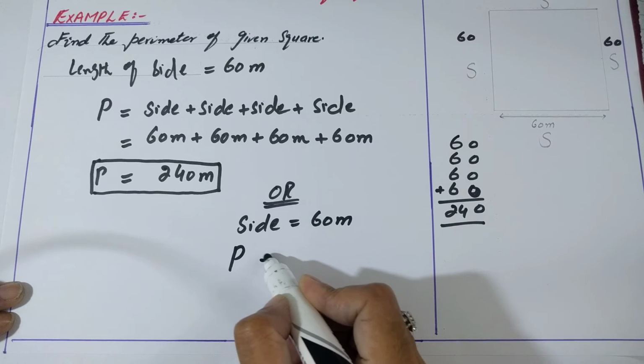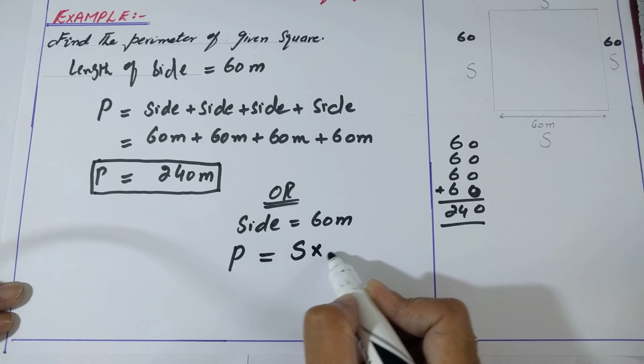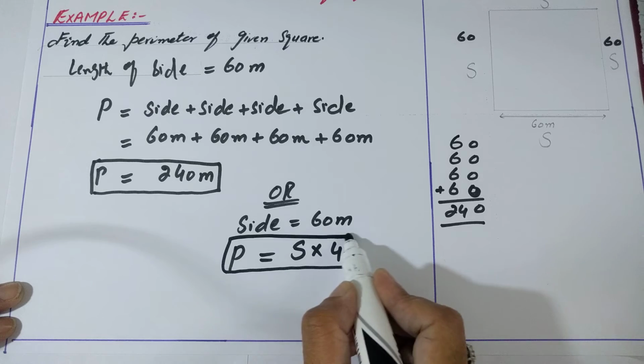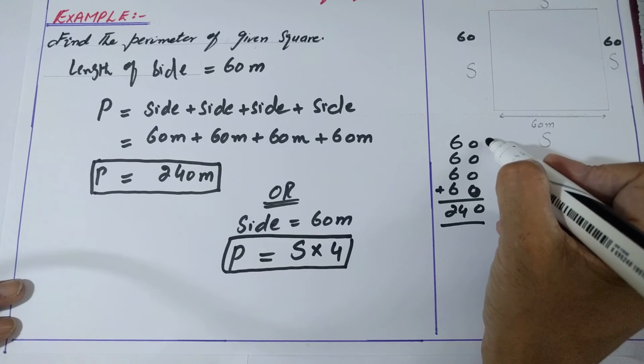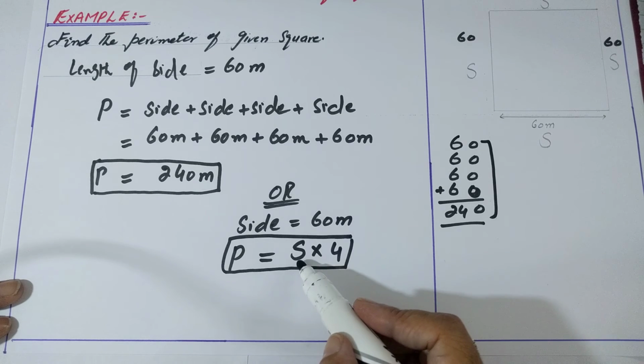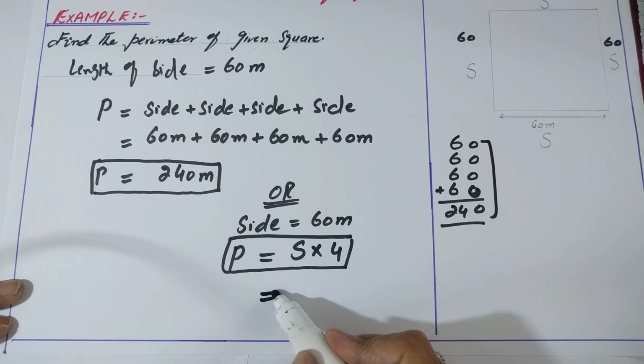Second method is, you can use the one side, as side is equal to 60 meter. So perimeter will be equal to side multiplied by 4. You can also use this one. That will be a short method. Instead of this repeated addition lengthy calculation, you can use this short method, that is side multiplied by 4.